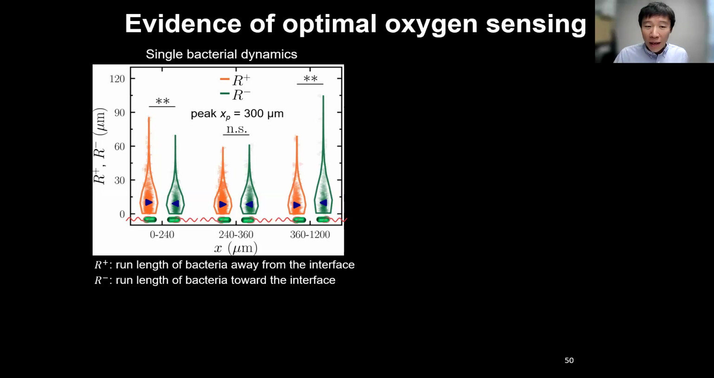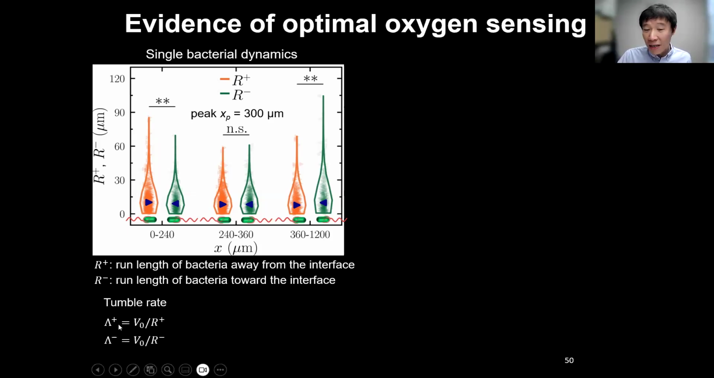So we measure the run length of bacteria on the left of the peak and on the right of the peak. As you can see, on the left of the peak, the run length is longer when bacteria are moving to the peak. The run length is shorter when they are moving away from the peak. The trend is the opposite on the other side of the peak. If you're on the right side of the peak, when you're moving to the peak, the run length gets longer. And when you're moving away from the peak, the run length is shorter.